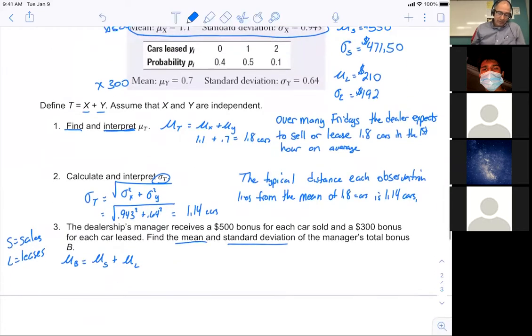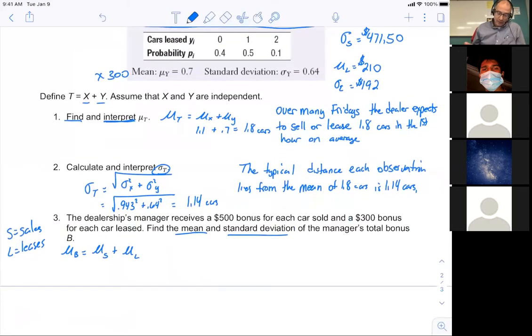And now I'm ready to finish up this question down here. Did it ask to find the mean? Oh, good. I don't have to interpret this one. That's the time killer. All right. So we have 550 as my typical earnings off of sales. 210 is my typical bonus off of leases. So we're adding those together. So my typical bonus is going to be $760.